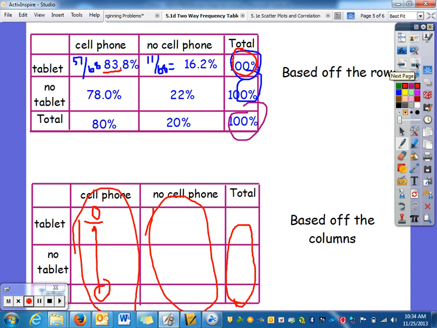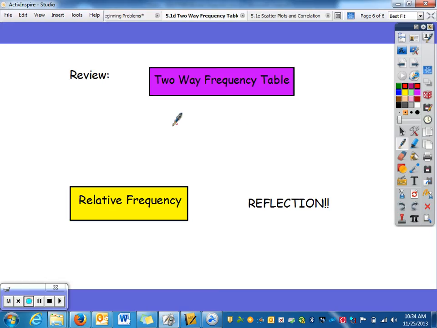Alright. So to review, this is a two-way frequency table, which is just a way to organize data. And then relative frequency, which is all you're doing is getting the percentages of things. And you just have to know if you're doing rows or you're doing columns.